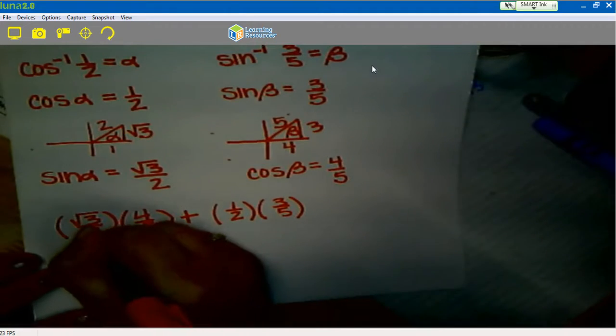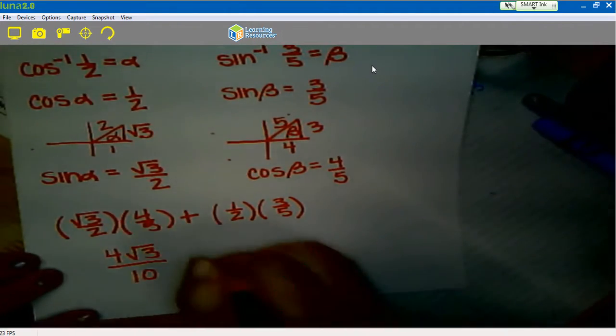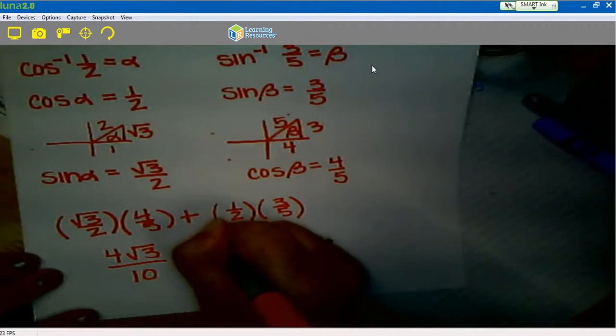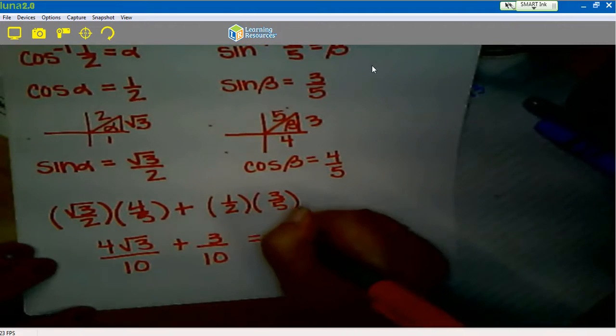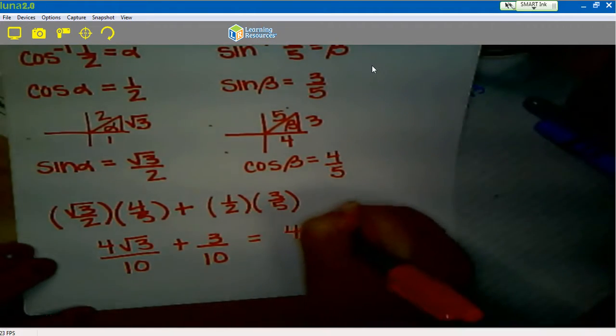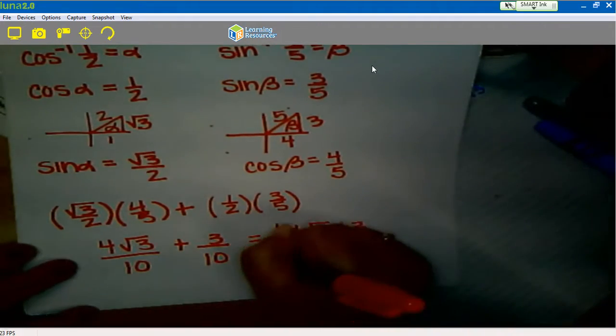So when you multiply, we get 4 square root of 3 over 10 plus 3 over 10, and that's just 4 square root of 3 plus 3 all over 10.